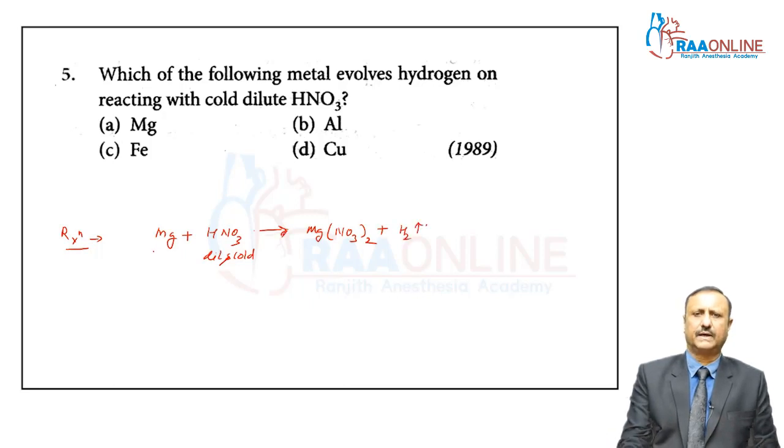So my dear students, magnesium is a highly electropositive metal, and it reacts with dilute and cold HNO3 to form magnesium nitrate, and hydrogen is evolved. It is a special reaction for magnesium. Only magnesium gives this reaction, hydrogen, and other metals give NO2, nitrate, and NO or N2. So my dear students, it is an important reaction and it is only given by magnesium. So this reaction came in the form of a question in NEET 1989.